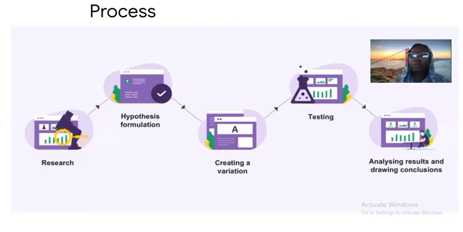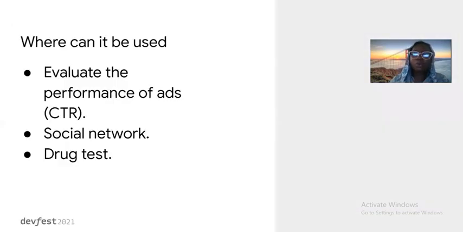And once you have done this testing, next thing is to analyze your results and draw conclusions. So once you have this conclusion and everything, you can then go to your stakeholders or the sales team and tell them, okay, this version is statistically better than this other version. So let's roll out this version to users.